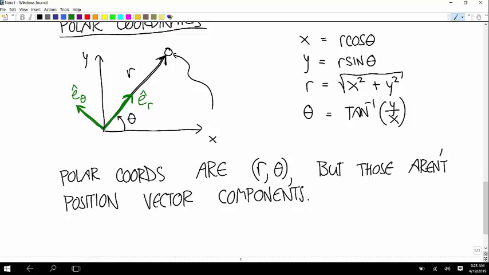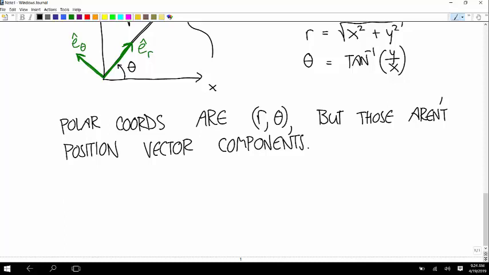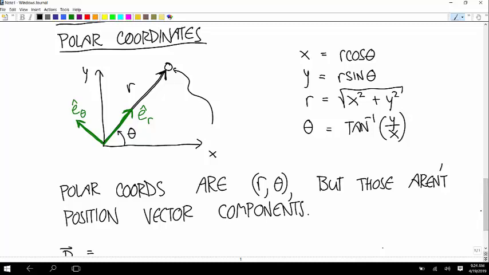Okay, so if we want to represent a position vector in polar coordinates, we don't represent it as r theta. We represent it as some distance along ER plus some distance along E theta. Can you think of what the position vector would be in that coordinate system? I'll give you some time to get your bearings on this. If this was the XY coordinate system, what would be the coordinates of that object? It would just be r in the x direction and 0 in the y direction.